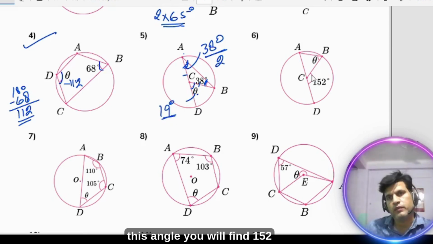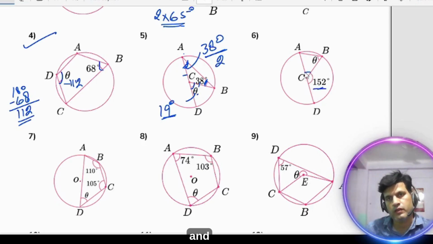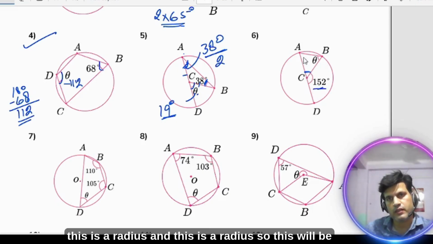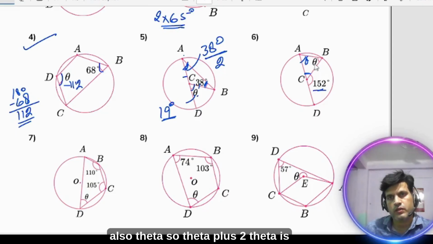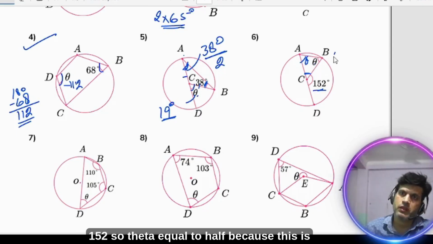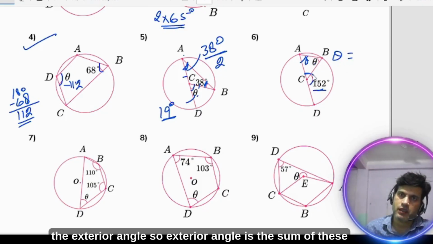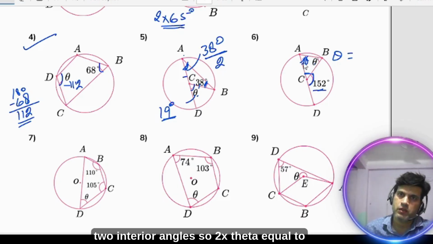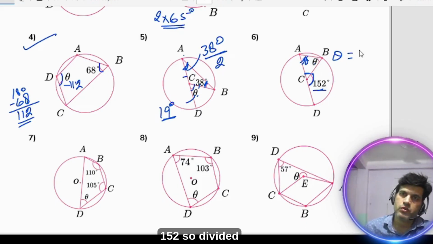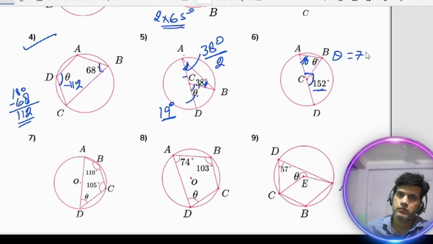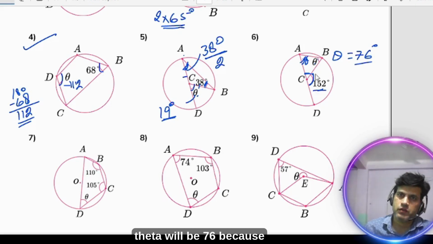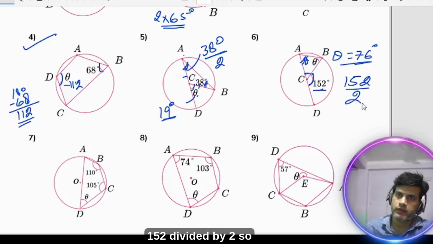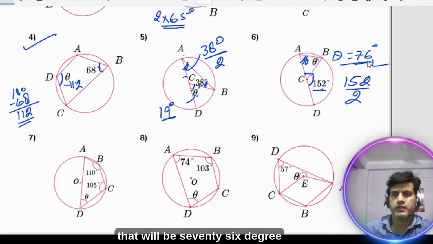And this angle you will find is 152, and this is a radius and this is a radius, so this will also be theta. So theta plus theta, 2 theta, is 152, because this is the exterior angle. The exterior angle is the sum of these two interior angles. So 2 theta equals 152, so divide by 2. So theta will be 76, because 152 divided by 2 is 76 degrees.